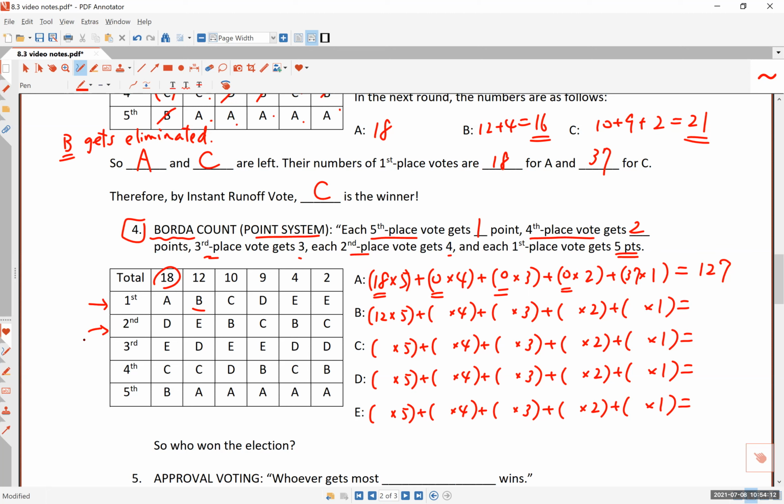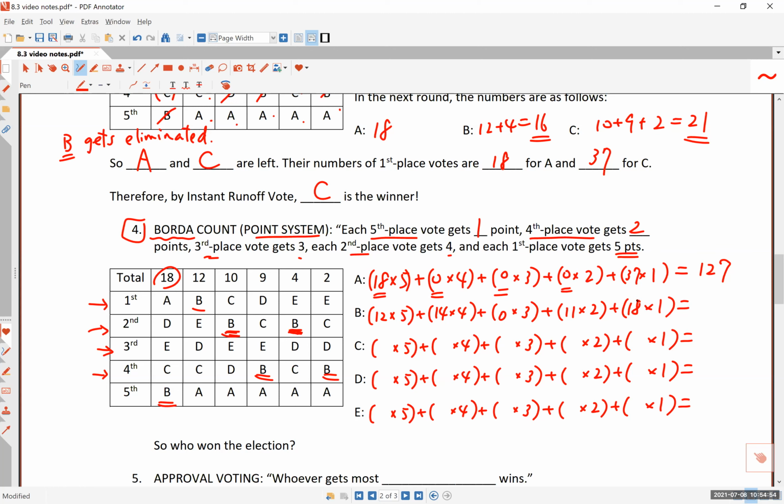Now, how many second place votes does B have? And it looks like it's 10 and 4. That's 14. You see that? Because B appears twice in the second place votes row, and that's 10 plus 4, that's 14. Okay, and then you look at the third place. How many third place votes does B have? None. How many fourth place? Well, B appears twice. That's 9 plus 10, that's 11. And then how about B in the last place? That's 1 and that's 18, right?